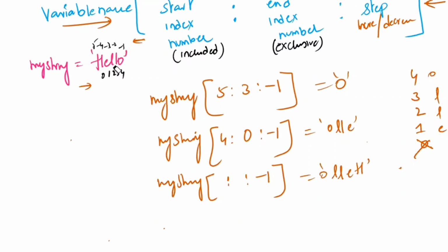Is that clear? In both the cases, the starting point and ending point vary, but the concept remains the same. The starting value should be included, the ending number should not be included. And you have to move in this way.